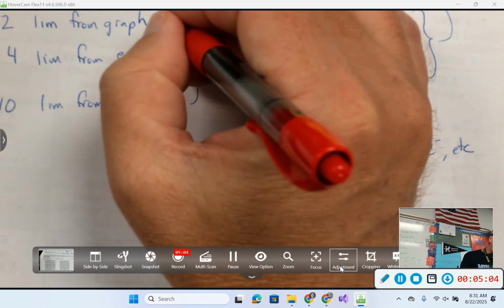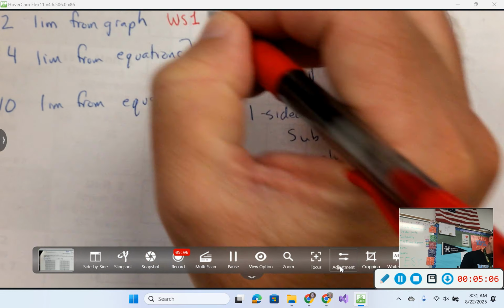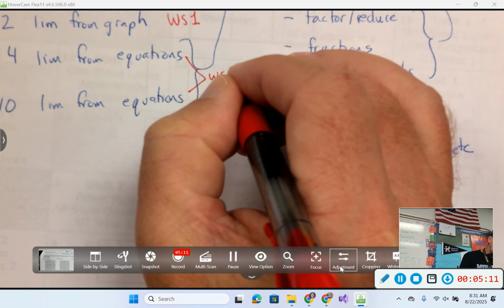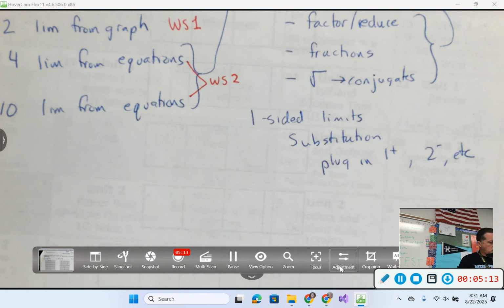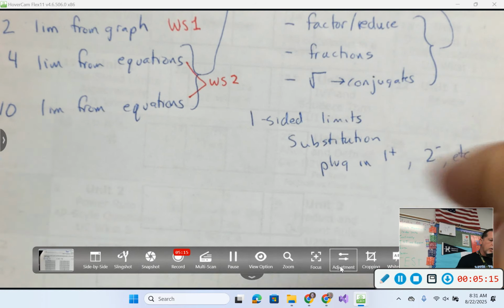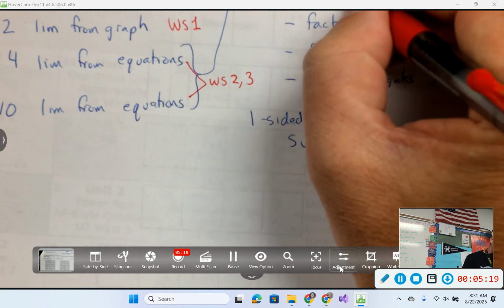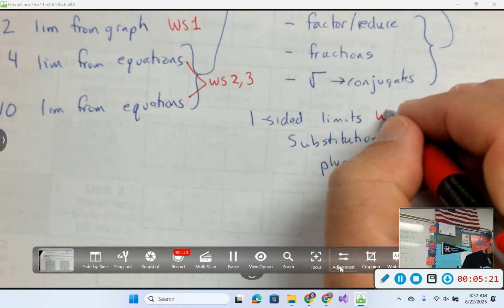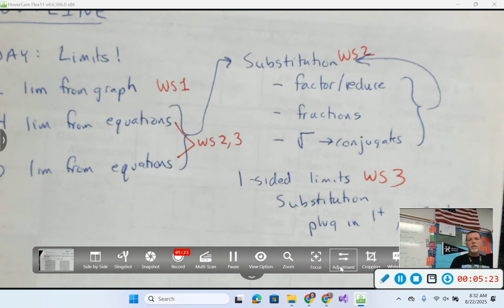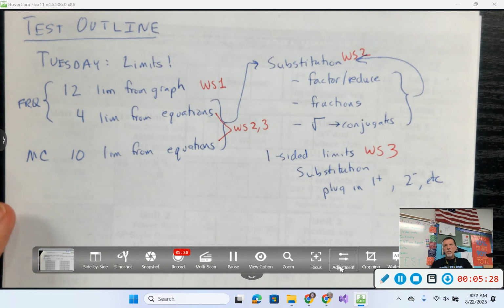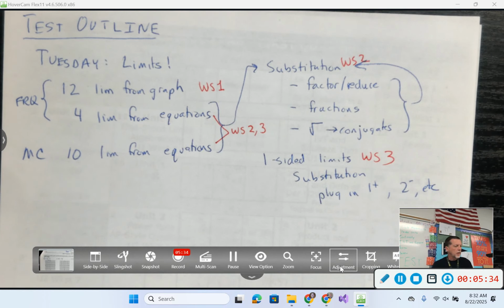From graph, that's worksheet 1. From equations is worksheet 2. Oh, worksheet 2 and 3, because the one-sided stuff is 3. There's the outline for Tuesday's test, along with a little bit of review reminders thrown in there.